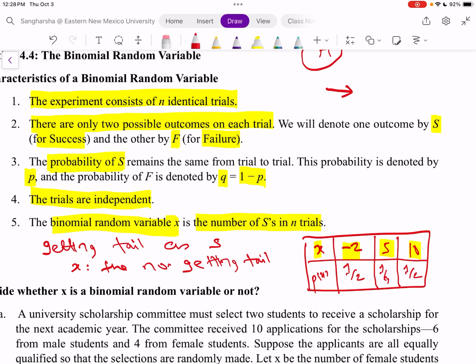Okay, so it always depends. You can define it in any way, but once you define your success and failure, just be careful when you define your binomial random variable. Okay, it has to be always the number of successes in n trials.